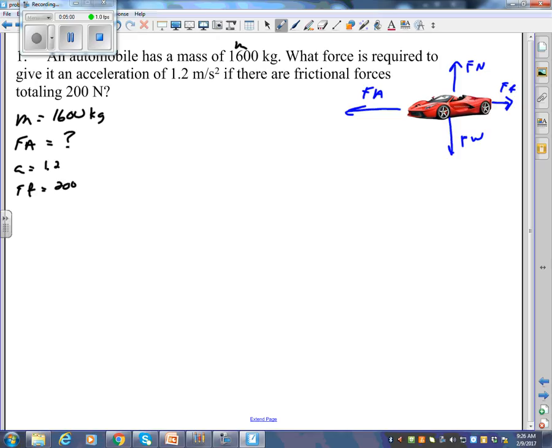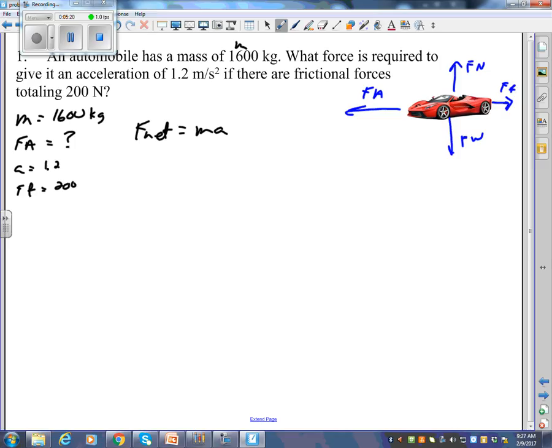So with FA and FF, that's my net force. If only I had the net force, I could find out what FA is. Could I get the net force somehow? I can, with the M and the A, right? So I've sort of built my little roadmap. So the first step, and I didn't write it down specifically, did I? I just kind of worked you through it.